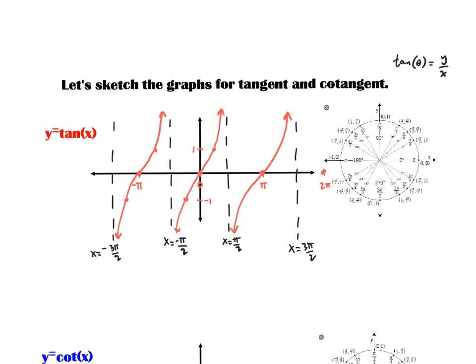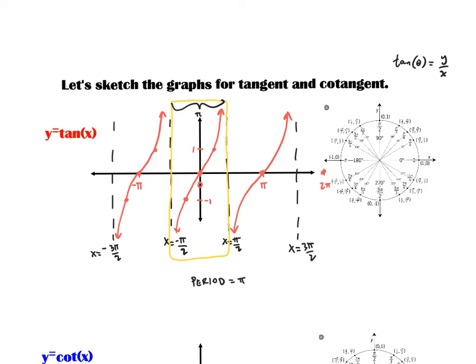Now typically we zero in on this first cycle of tangent. Notice that the period, we'll visit this again later, is no longer equal to 2 pi, it's equal to pi units, right? The distance from start to finish on a cycle is pi units. Okay, cool. Let's take a quick look at cotangent.